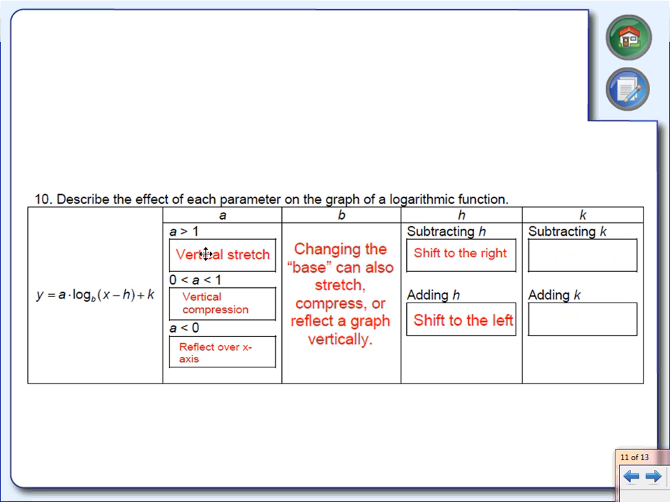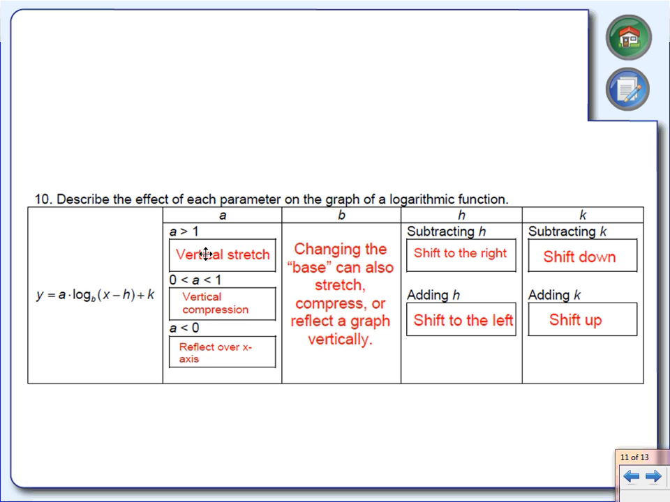And the k, that k is on the outside. Anytime it's on the outside, we're going to move that graph either up or down. So, subtraction. Would I move up or down if I'm subtracting? Down. And if I'm adding, we're going to move the graph up. I'm going to move that parent function up. So again, everything that we talked about with our other parent functions, that's the same thing that happens with our logarithmic functions. All right, so that takes care of graphing our logarithmic functions.